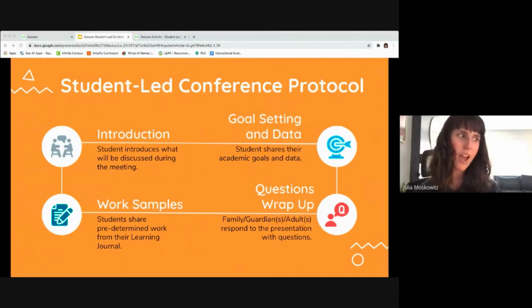And then at the end, it would be a time for the adult, parent, family member to ask those questions, so that the majority of the time, it's the student leading this work. It's the student talking about their goals, and the family can kind of chime in and support at that point.